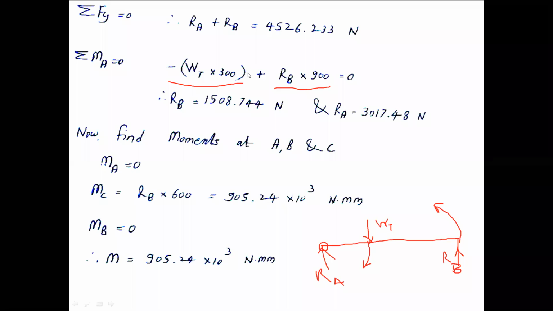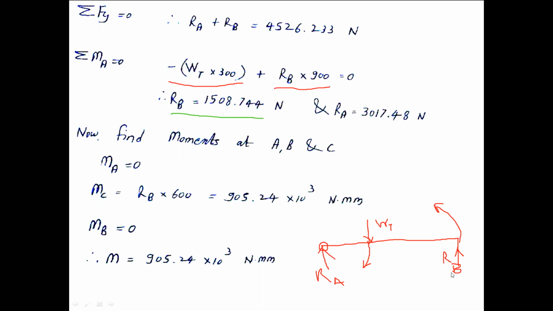If you put this RB in our first equation, then RA plus RB equal to 4526 will give RA. Okay, so in this way we can find the reactions at RA and RB.